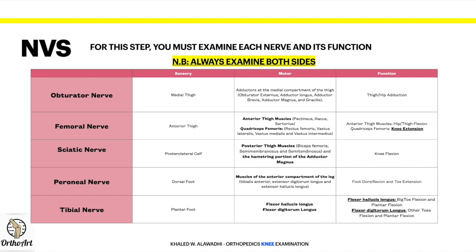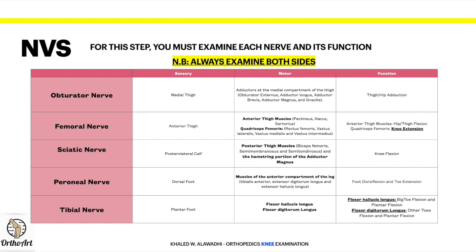Because in the thigh you have medial and lateral. The medial muscles are always on the medial side of the thigh, and their job is to adduct. It's always the obturator externus, adductor longus, adductor brevis, adductor magnus, and gracilis. Their job is just to do adduction.